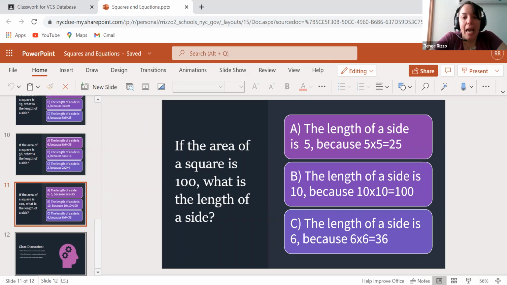So it cannot be A, the length of a side is 5 because 5 times 5 equals 25. It might be B. The length of a side is 10 because 10 times 10 equals 100. That's accurate, right? Let's take a look at C just to make sure we can eliminate it. The length of a side is 6 because 6 times 6 equals 36. That doesn't work. So our best answer here is B. The length of a side is 10 because 10 times 10 equals 100.